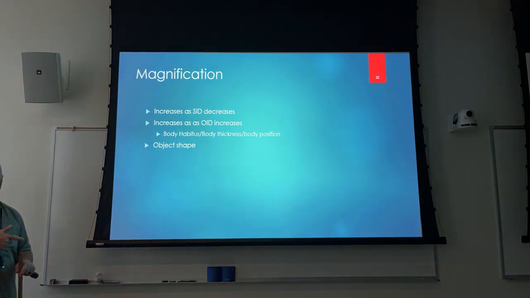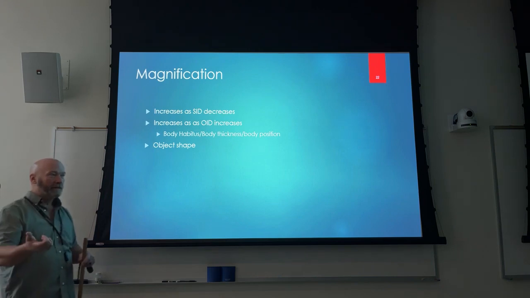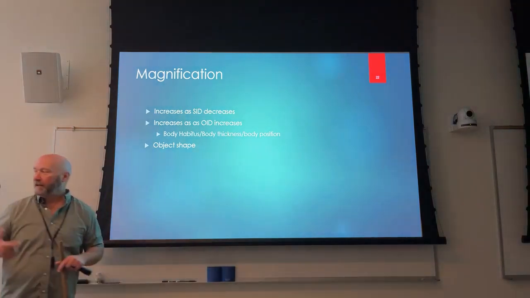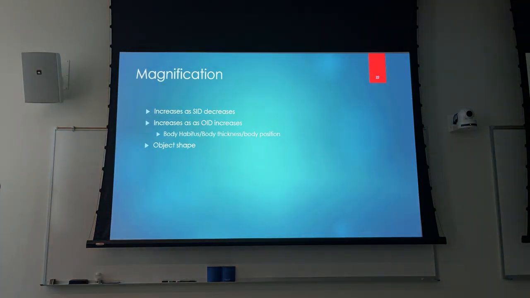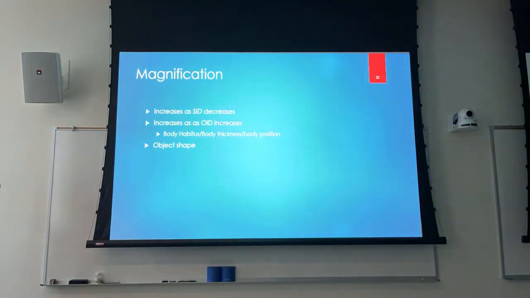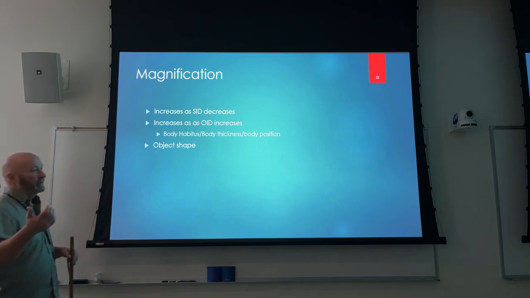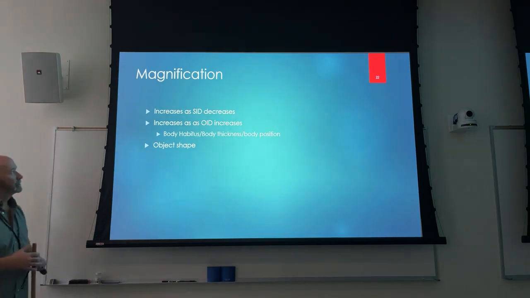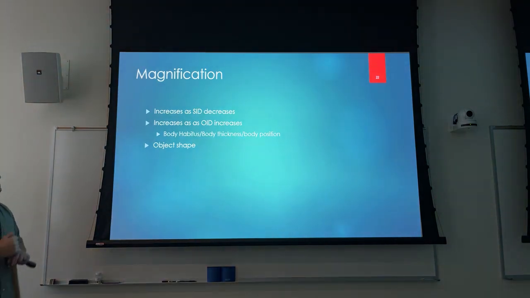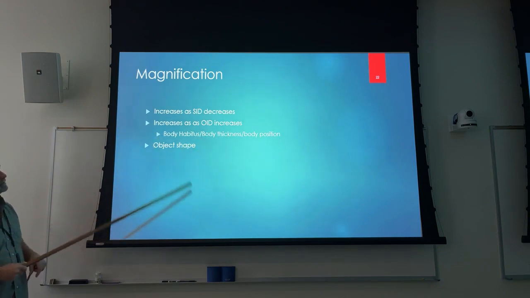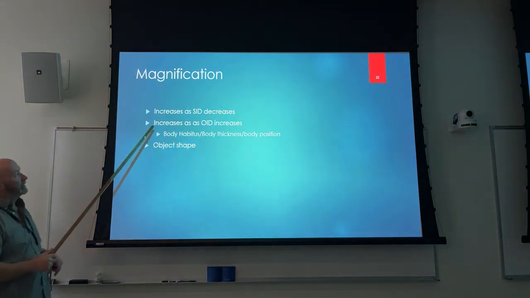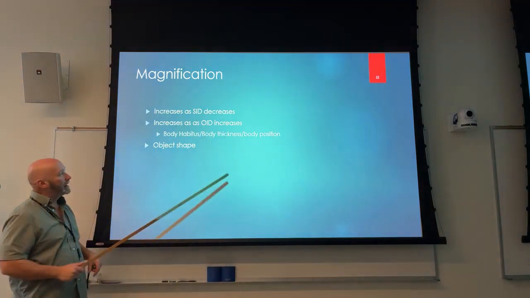Did you notice that? Or we need to do it again? And we'll torture y'all with it this time. Did you notice it? Yeah, it got much sharper. So you increase the SID, and sharpness is reestablished and the magnification decreases, right? So increases in SID decrease magnification, while magnification increases as OID increases.